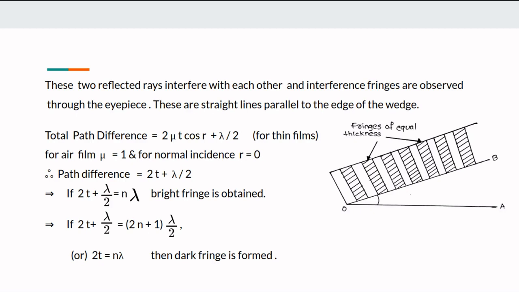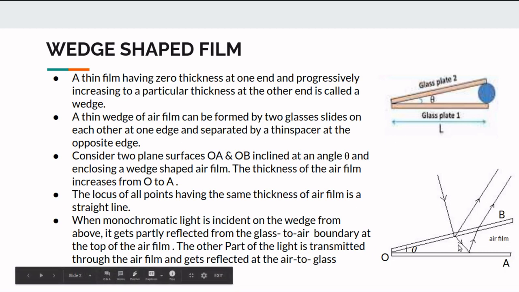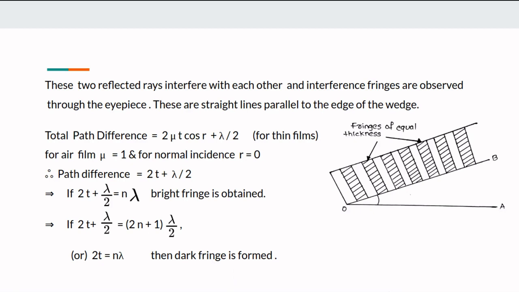Substituting these values in the path difference equation, in place of 2 mu t cos r, we get 2t plus lambda by 2. 2t plus lambda by 2 is the total path difference between the two reflected rays. Because the distance travelled by the second ray is greater than the distance travelled by the first reflected ray, the total path difference is 2t plus lambda by 2.